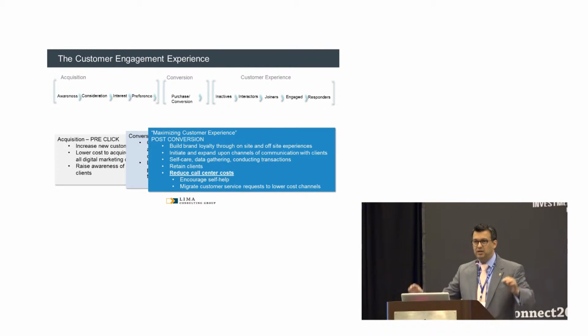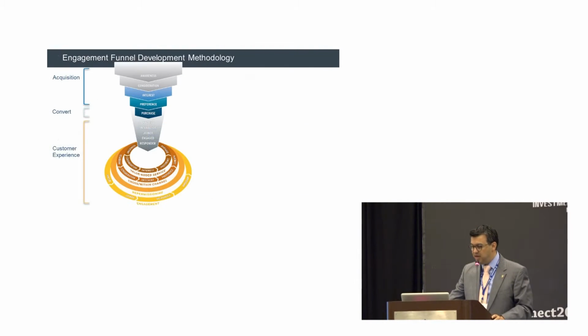So you put this together, and this is the killer slide. This is the engagement funnel, and you put all this together, what I've talked about: awareness, consideration, interest, purchase, or in your case, registration. Then you move them through the engagement funnel. We've talked about the top half. What are all these circles on the bottom?